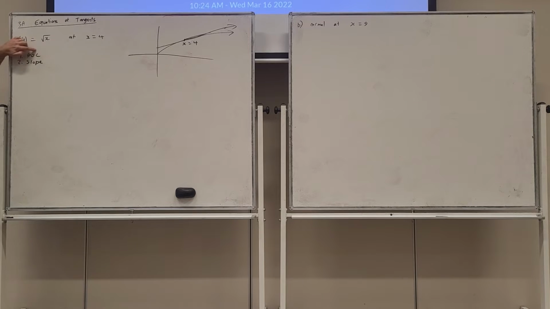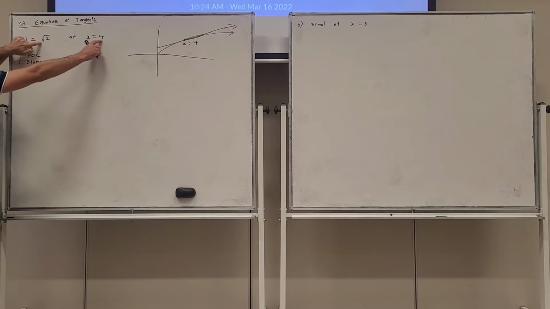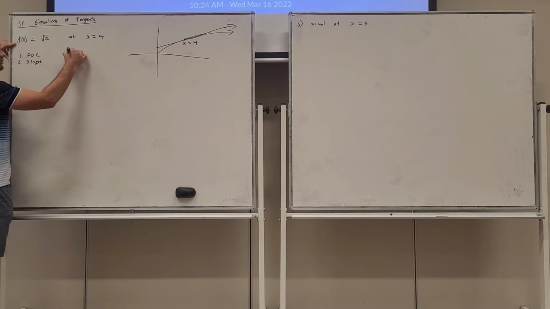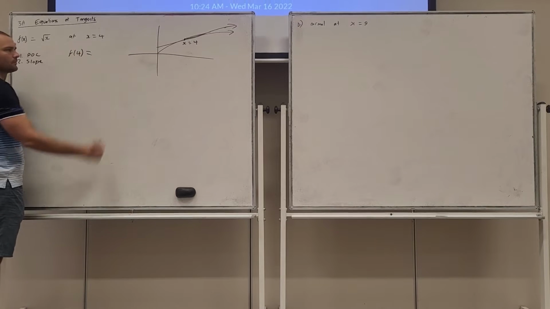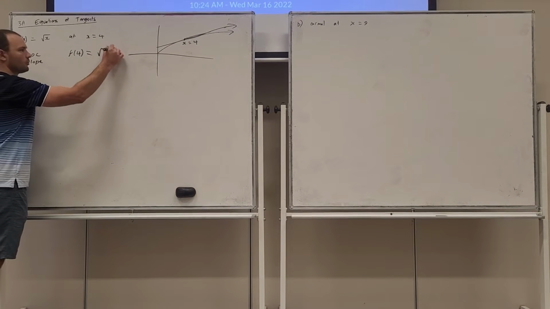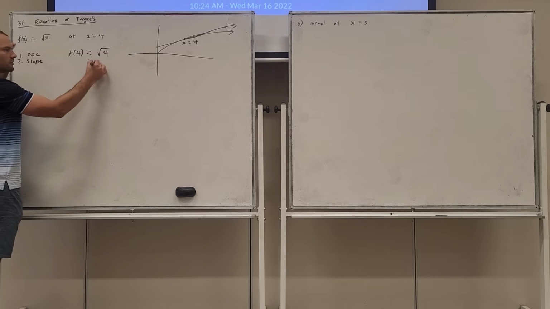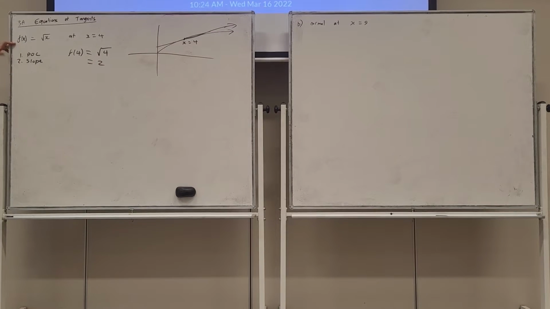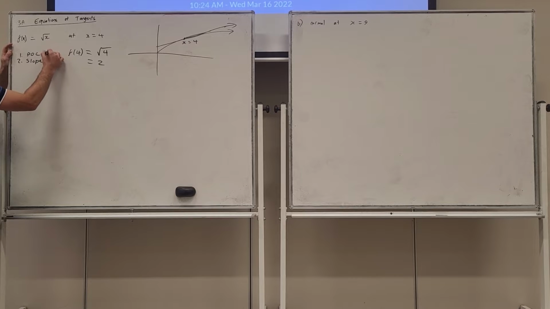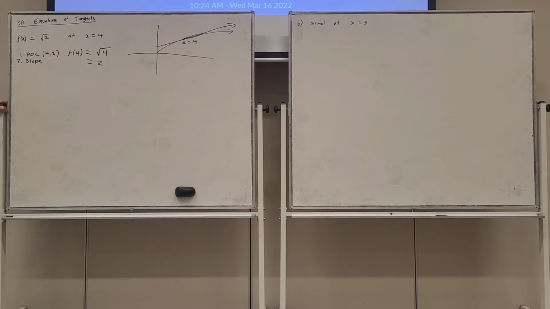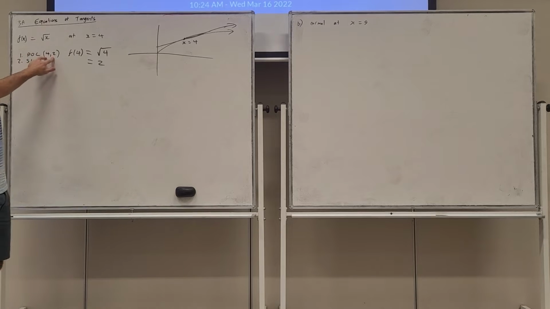To find the point of contact, we've got x is 4, which means the y value is going to be f of 4, which is the square root of 4, which is 2. All you're doing to find the point of contact is putting the x value in. Sometimes you'll even be given the point of contact. So we've got the point of contact where the tangent touches the curve, x is 4, y is 2.